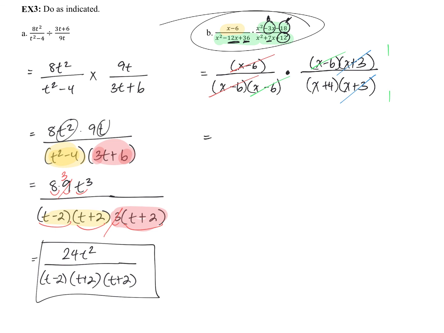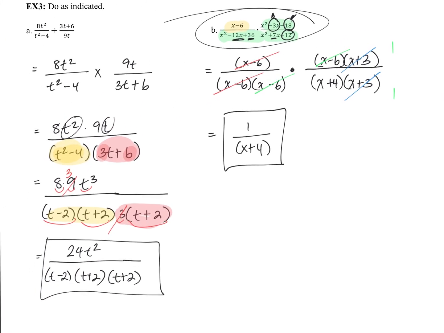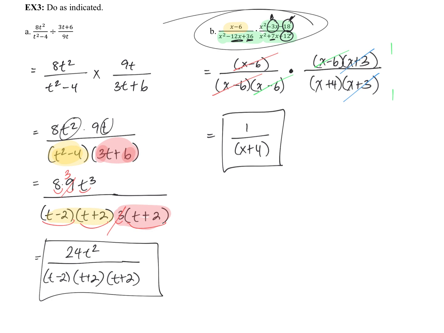So what do we have left? Well, there's nothing in the top, so it's just a 1. And then in the denominator, we only have x plus 4 left. And that's it. We're done. Wow, that one simplified a lot. Alrighty, so that's it for this section. Once again, make sure you factor first, simplify, and then cancel. So this means you really have to have factoring skills down.